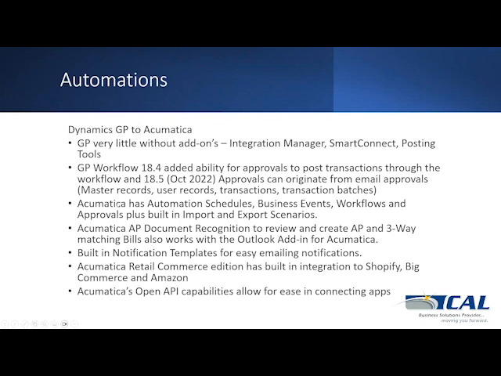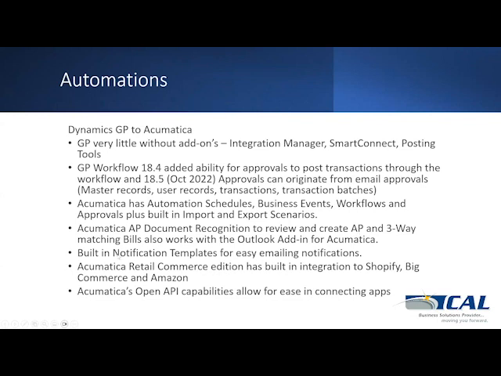Acumatica automations are throughout the system. So it has something called automation schedules, it has business events, it has workflows, approvals, and then it has import export tools. What I wanted to show you today, though, is another feature it has built into it, which is its document recognition, to be able to review and create AP and three-way matching bills. It also works with their Outlook add-in for Acumatica.